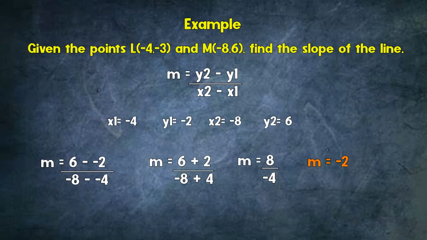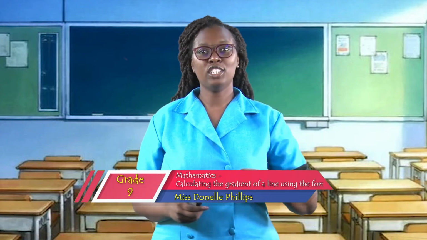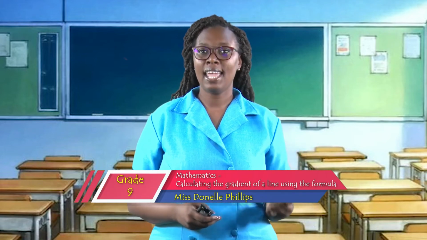Question. What can we conclude about the graph of this line based on its gradient? Is it sloping upwards? Is it sloping downwards? Is it a horizontal line or is it a vertical line? The line is sloping downward.